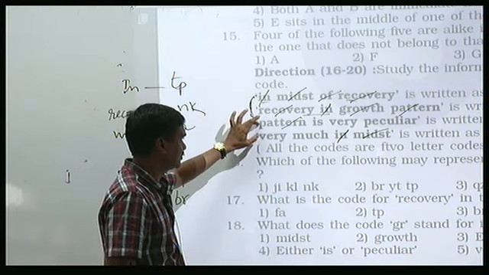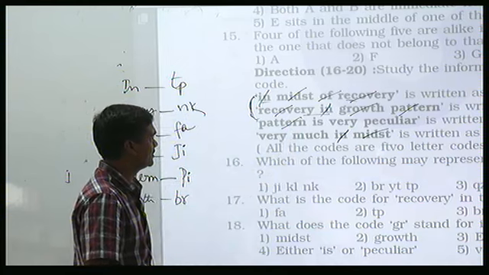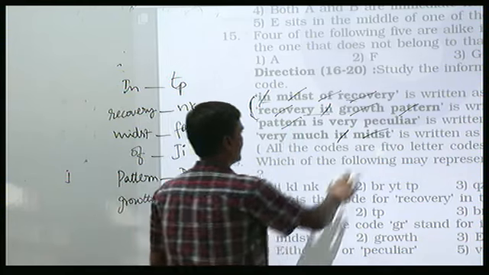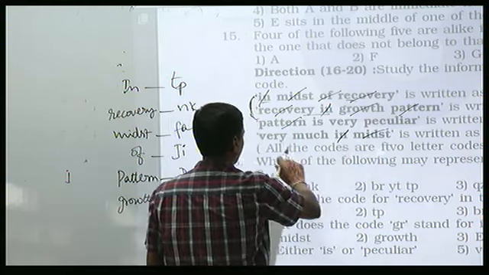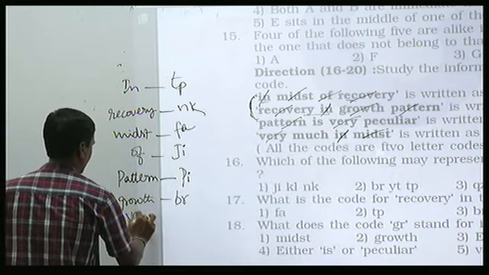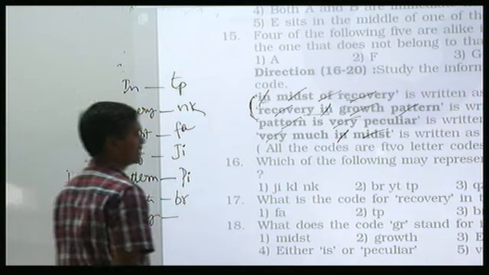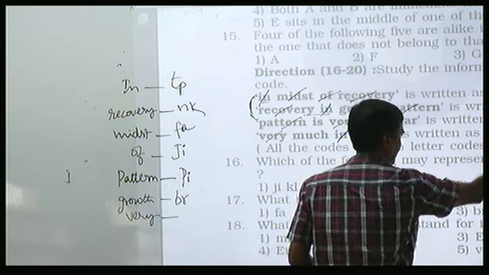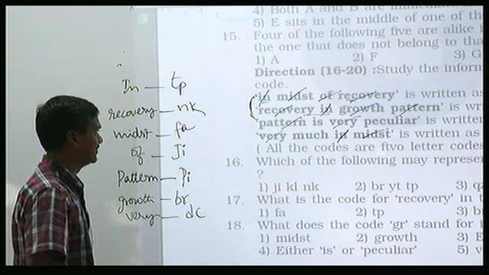Now we are left with these two. He is very peculiar. Peculiar already done or not done? Is very peculiar, and again very much. Very is the only word which is common, isn't it? Then what is the code common between these two? DC. Hence very is DC. And these are the codes that can be identified.